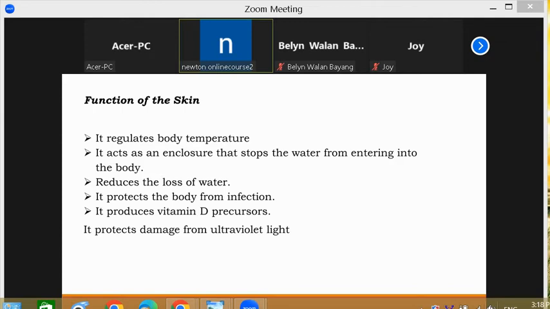Okay, so skin also helps in the production of vitamin D, and it protects from damage by ultraviolet light. So the main functions of the skin are to regulate the body temperature, and it acts as an enclosure that stops water from entering the body, reduces the loss of water, and protects the body from infection. It also produces vitamin D, and helps protect from damage from ultraviolet light. Ultraviolet light, you know, comes from too much sunlight exposure. So the skin will protect our body from all these things.